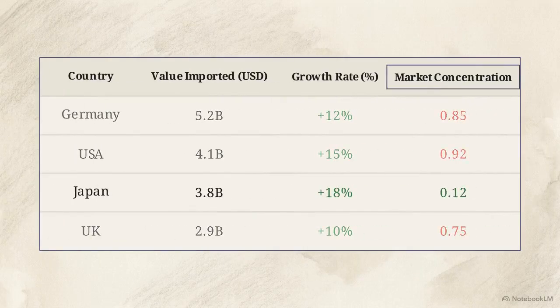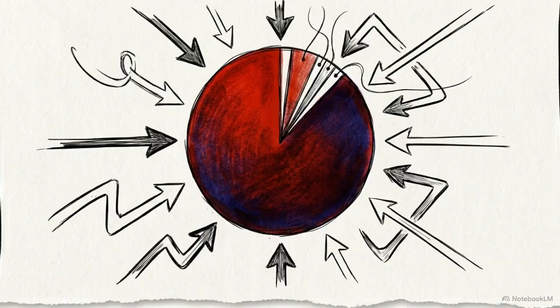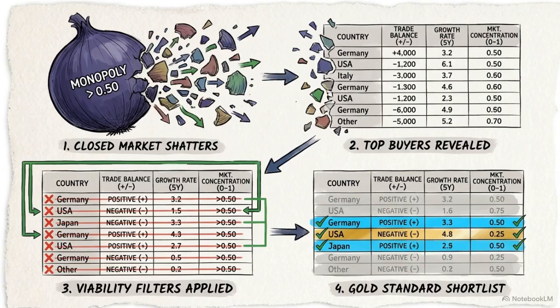Finally, check the market concentration column. This measures how heavily the market relies on a few dominant suppliers. Numbers approaching 1 or over 50% signal a closed market that will be brutal to enter. Lower numbers indicate a fragmented market ripe for competition. Apply these 3 rules together.